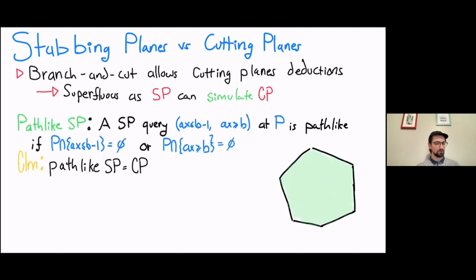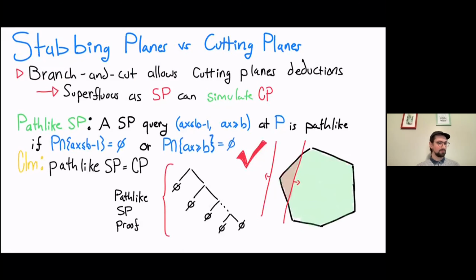So what is path-like stabbing planes? We're going to call this branch, ax greater than or equal to b or ax less than or equal to b minus 1, a query. A query is path-like if one half of the query is the empty polytope. So for example, this is not path-like. You're stabbing through the middle of the polytope. Whereas this one is, because the left branch is empty. And why is it called path-like? Well, it's one big long path.